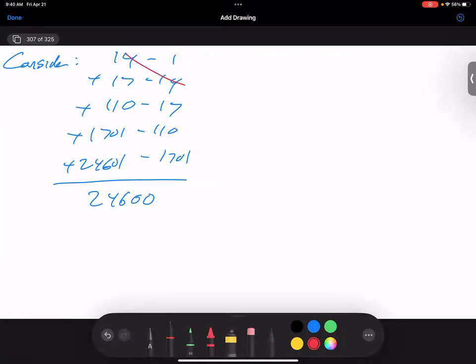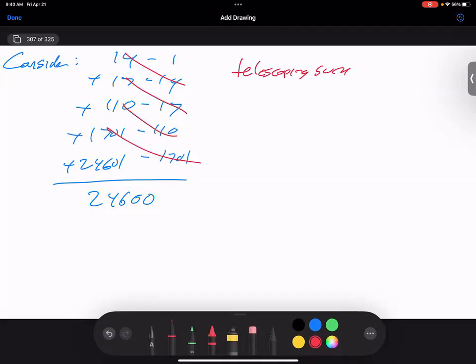So this is a telescoping sum. I don't need to keep adding line by line. The 14 and the negative 14 cancel. The 17 and the negative 17 cancel. So it just reduces to 24601 minus 1. So it's just 24600. So telescoping sums are great. You only need to study the first term minus the last term.